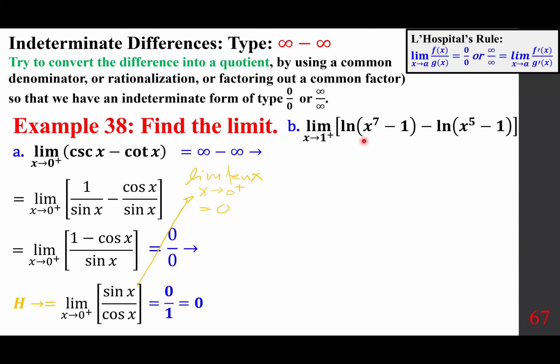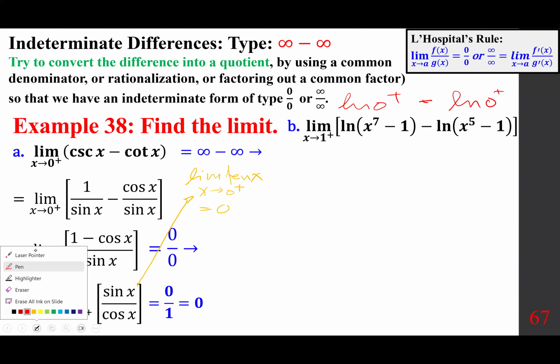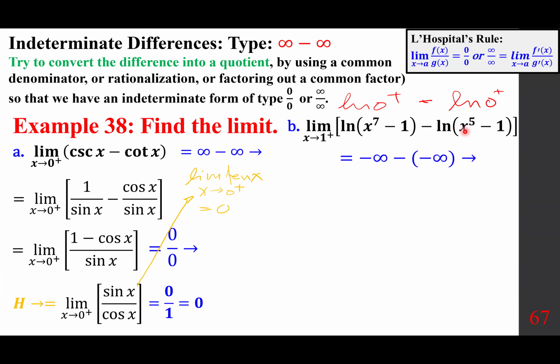The limit of ln of x to the power of 7 minus 1 minus ln of x to the power of 5 minus 1 as x approaches 1 from the right. I hope you realize if I put 1, I get 0, but in both cases, I get ln of 0 from the right. Why from the right? Because this is 1 from the right, so this is a little bit more than 1, this is a little bit more than 1. And ln of 0 from the right is negative infinity. So negative infinity minus negative infinity means minus infinity plus infinity.